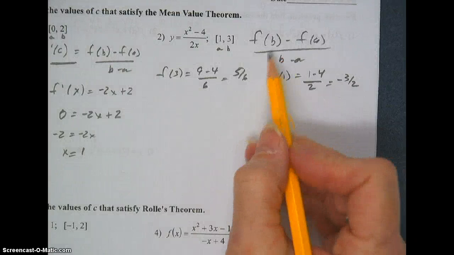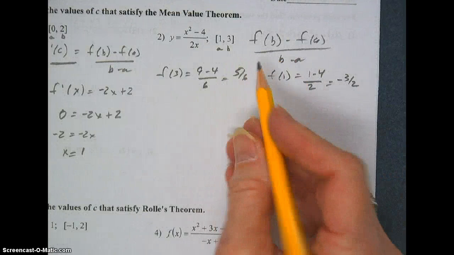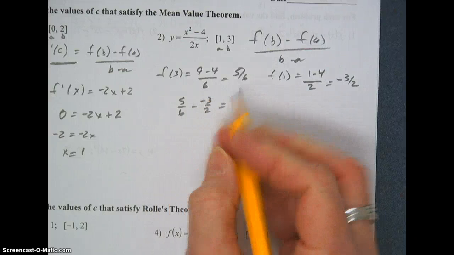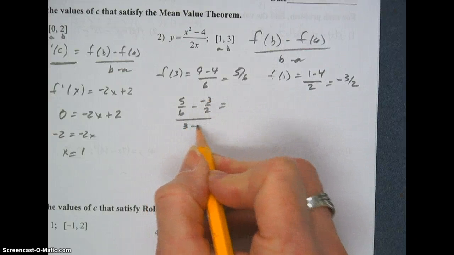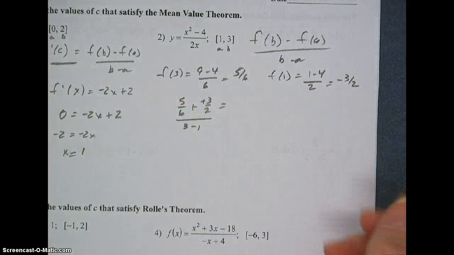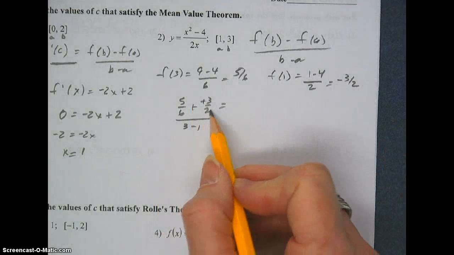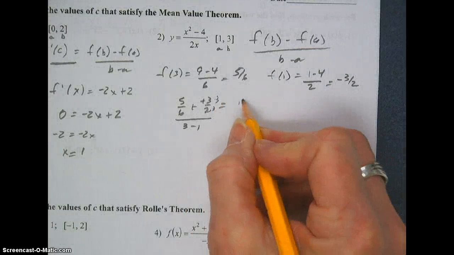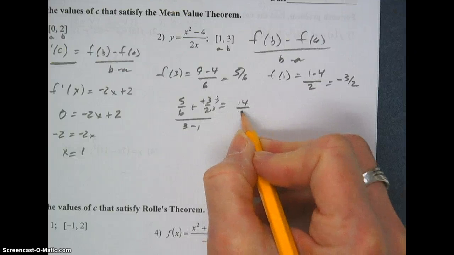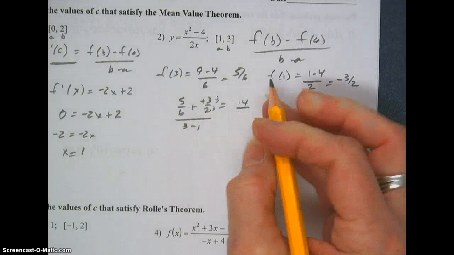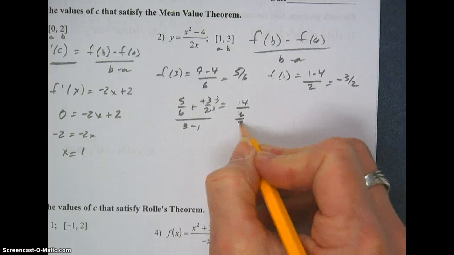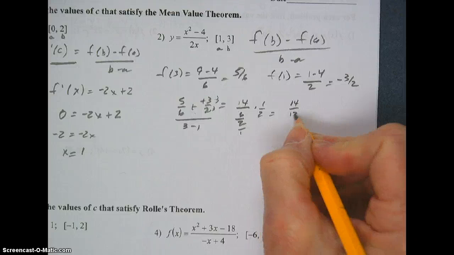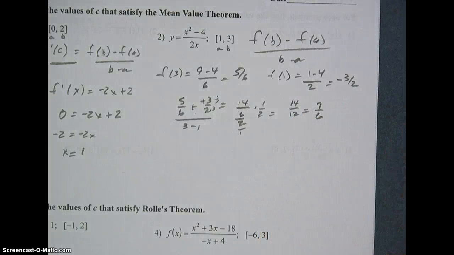So we first have to find the slope of the secant between these 2 points. So (5/6 minus -3/2) all over (3 minus 1). Let's get a common denominator. The common denominator would be 6. So we have 14/6. We divide that by 2, which is multiplying by 1/2. So we get 14/12. Let's reduce that to 7/6.